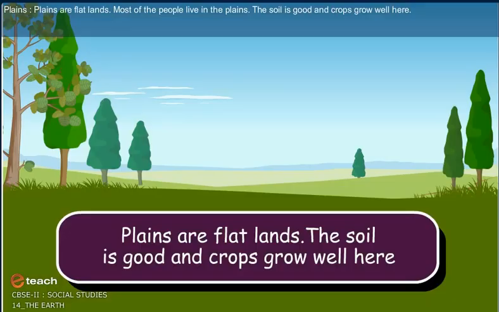Plains. Plains are flat lands. Most of the people live in the plains. The soil is good and crops grow well here.